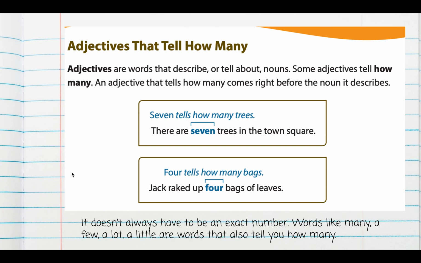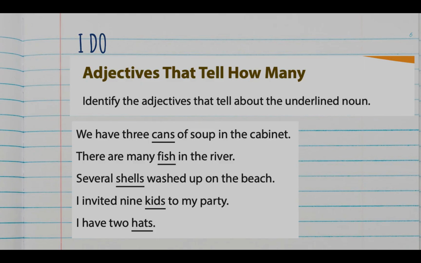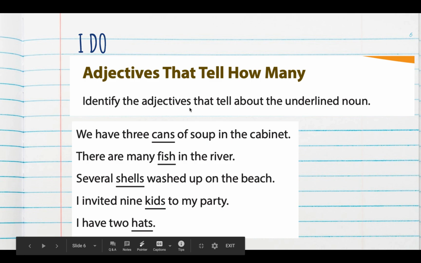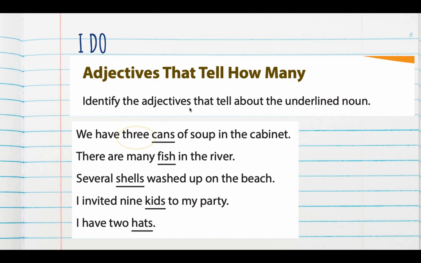So when we have adjectives that tell how many, it doesn't always have to be an exact number. Sometimes we have words like many, few, a lot. Those are words that also tell us how many. So same instructions here. I'm going to identify the adjectives that tell about the underlined noun. We have 3 cans of soup in the cabinet. Here the noun underlined is cans. So which word describes the cans or tells how many?